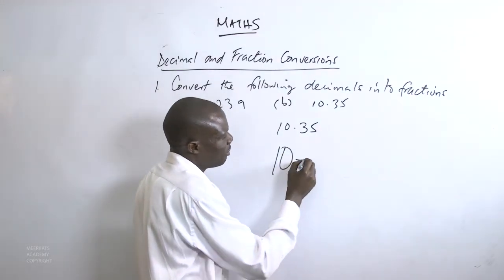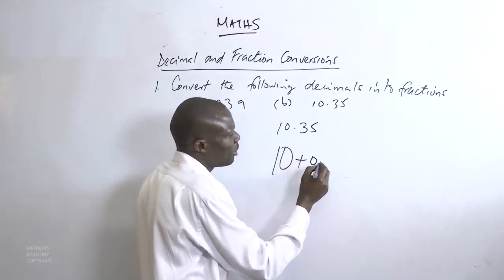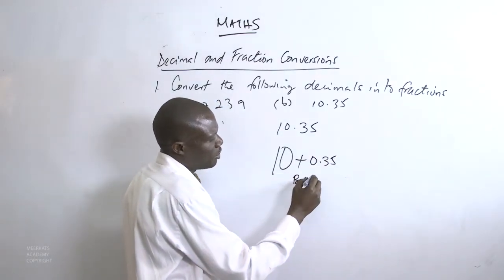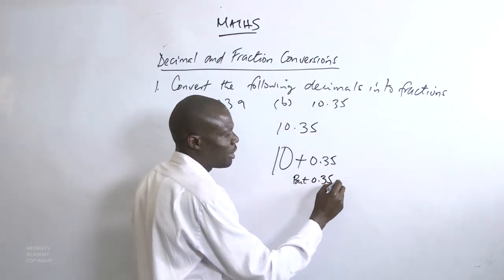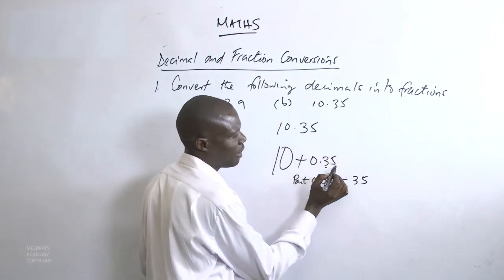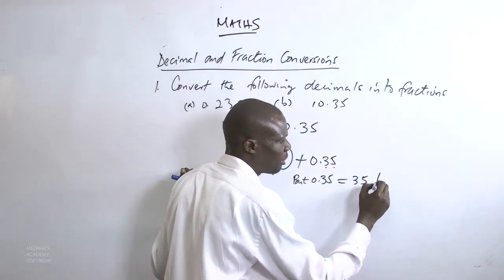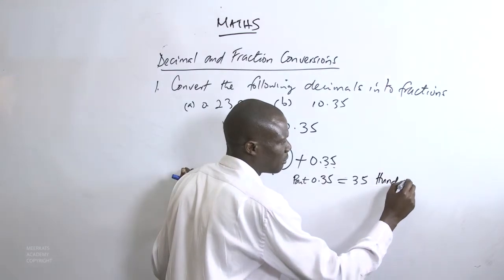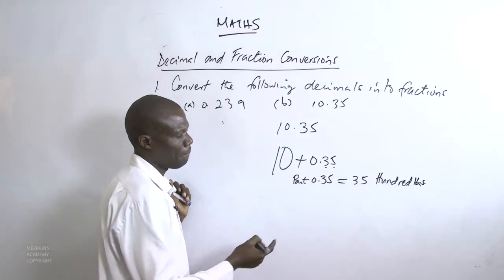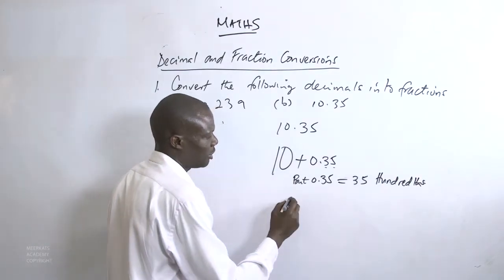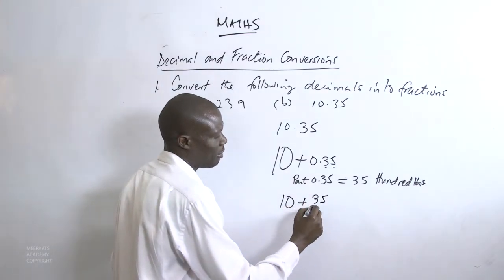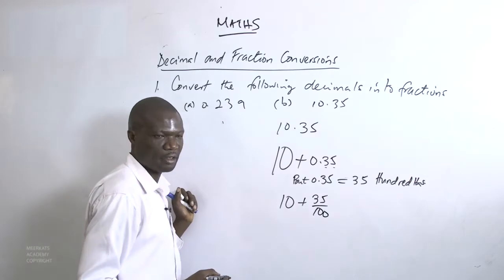10.35 is the same as 10 plus 0.35. But 0.35 is the same as 35. Now, this is tenths, this is hundredths, so it is the same as 35 hundredths. Which is the same as to say 10 plus 35 over 100.